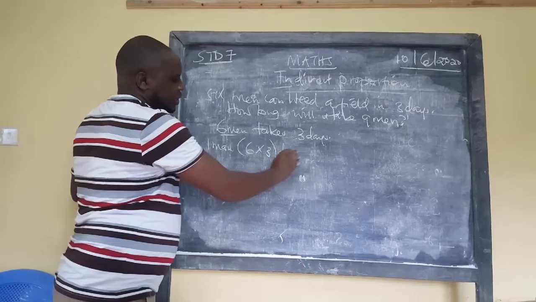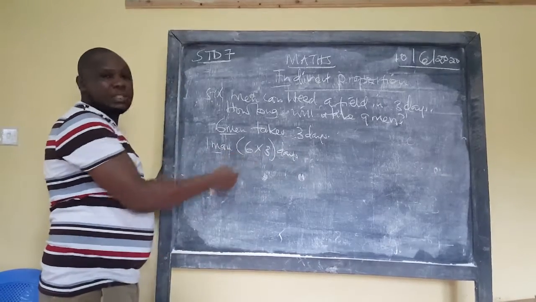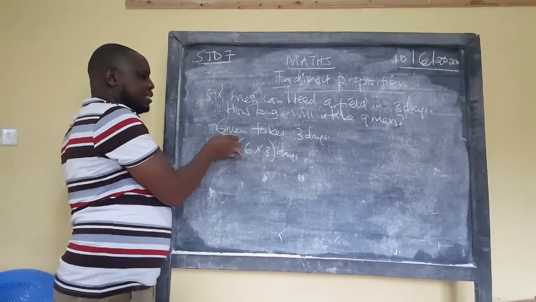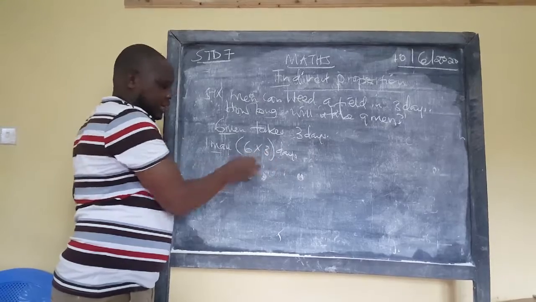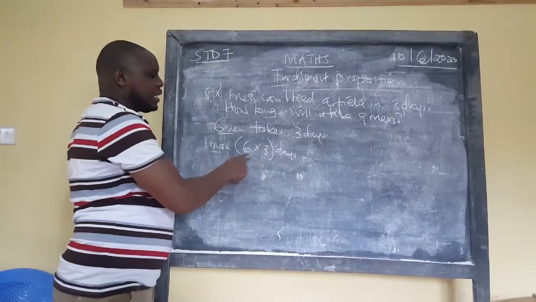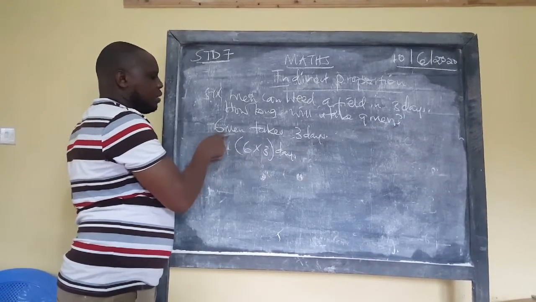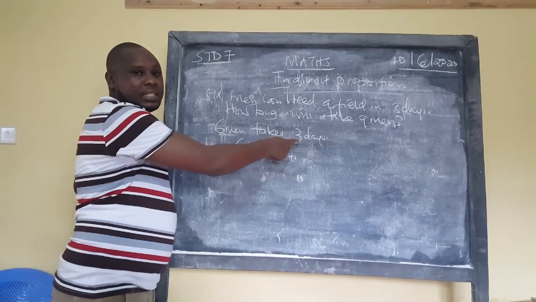6 times 3 days. So one man will take 6 times 3 days. The workload to be covered is 6 men times the number of days, 3. So one man will take 6 times 3. But if all 6 of them are working, they will take 3 days.